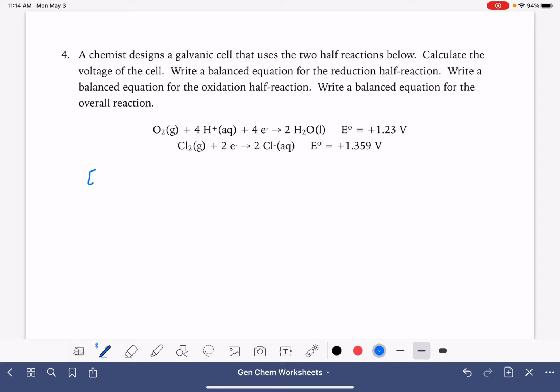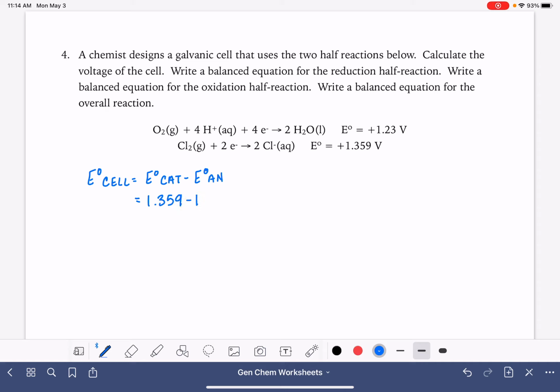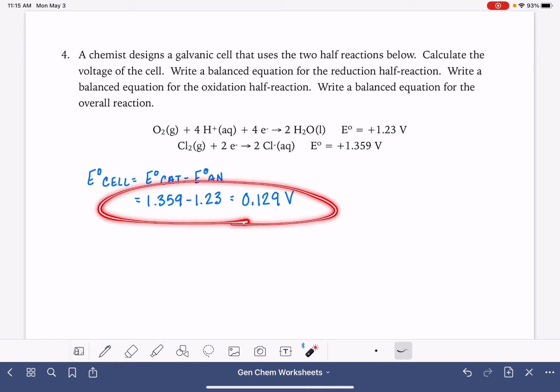We're going to start by calculating E cell. E cell is the cathode minus the anode, and E cell is always a positive number. So we want to look at these two values. We want to take the larger number first, 1.359, subtract the smaller number. This way we're going to end up with a positive voltage. 1.359 minus 1.23 is 0.129 volts.